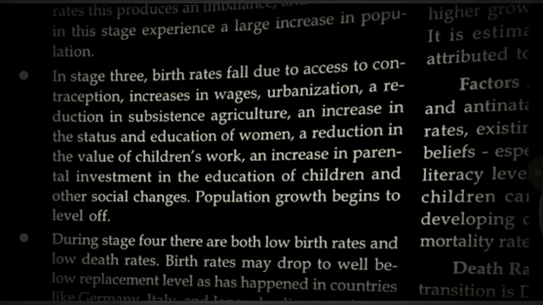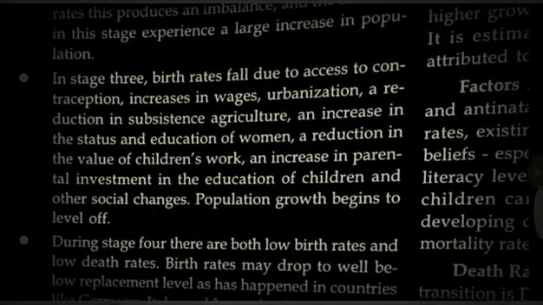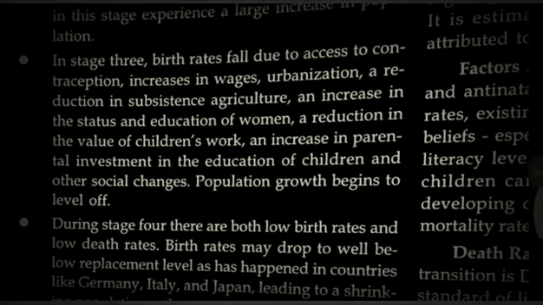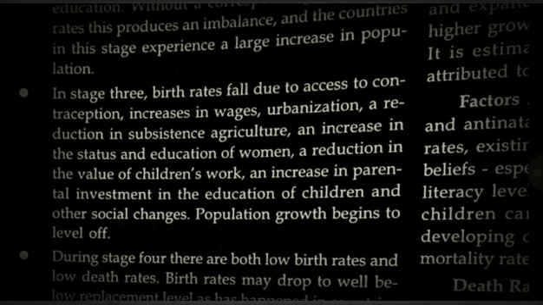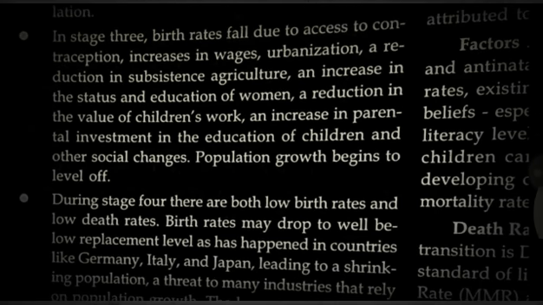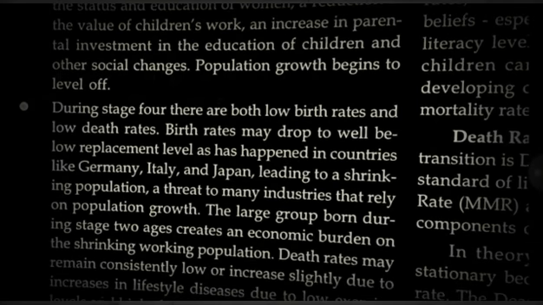In stage 3, birth rates fall due to access to contraception, increase in wages, urbanization, reduction in subsistence agriculture, increase in the status and education of women, reduction of the value of children's work, increase in parental investment in the education of children, and other social changes. Population growth begins to level off, and the last stage is the fourth stage.